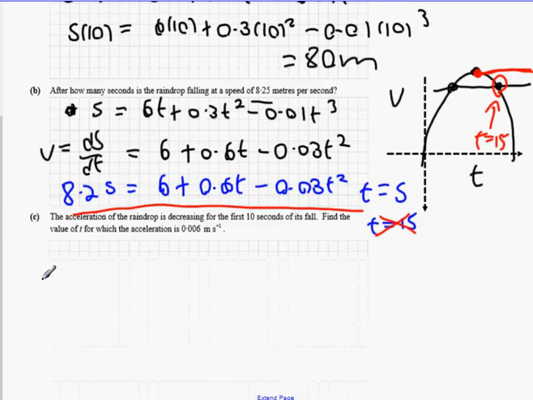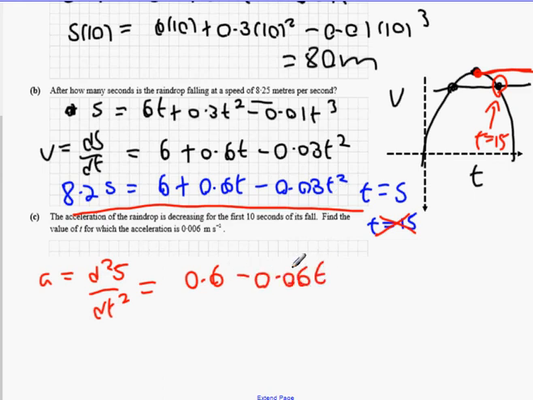Now, next thing, the acceleration of the raindrop. Keyword acceleration. What happens when you see the word acceleration? Second derivative. And when you do the second derivative, it's 0.6 and then minus 0.06t. Find the value of t for which the acceleration is 0.006.